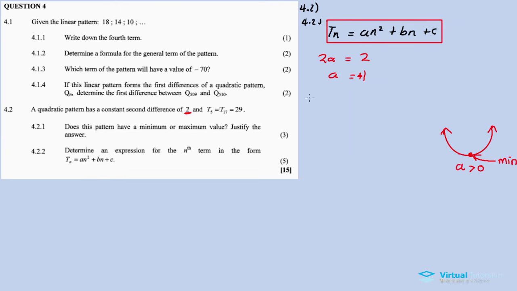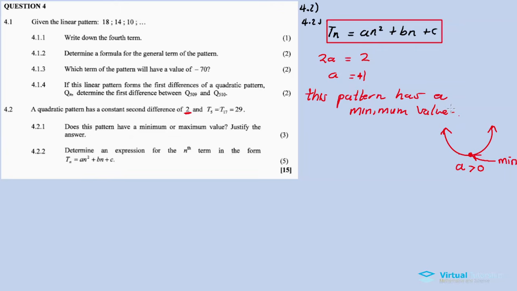So therefore, I conclude that this pattern has a minimum value, based on our argument, right?